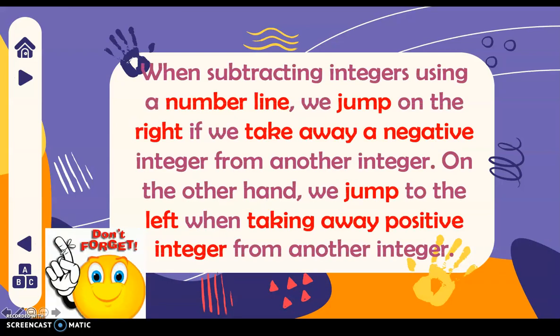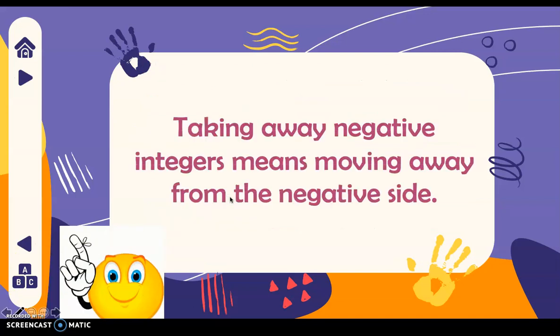When subtracting integers using a number line, we jump to the right if we take away a negative integer from another integer. On the other hand, we jump to the left when taking away a positive integer from another integer. Taking away negative integers means moving away from the negative side. To understand this rule, let's have an example.